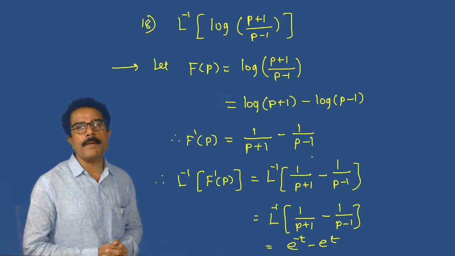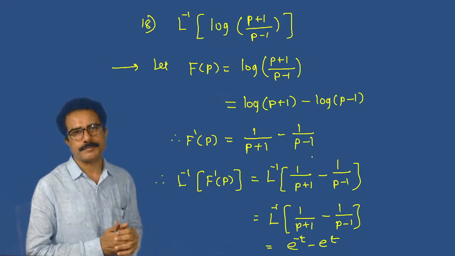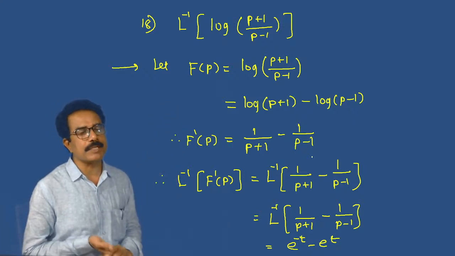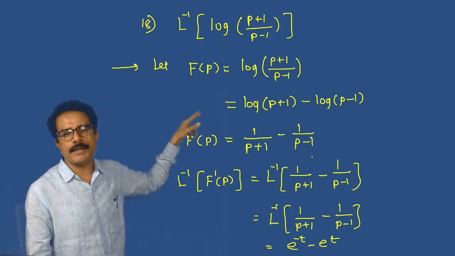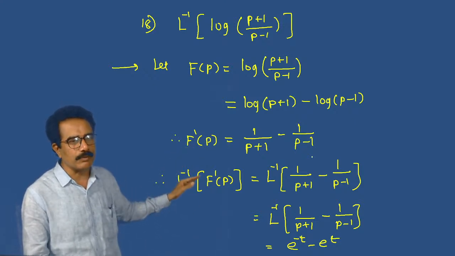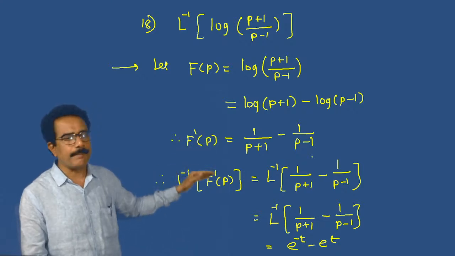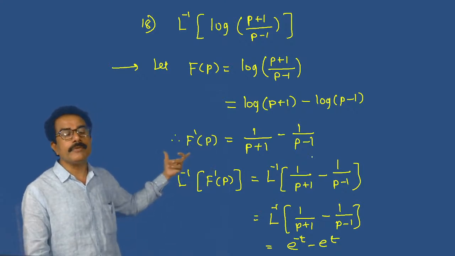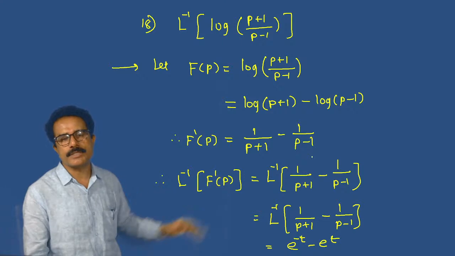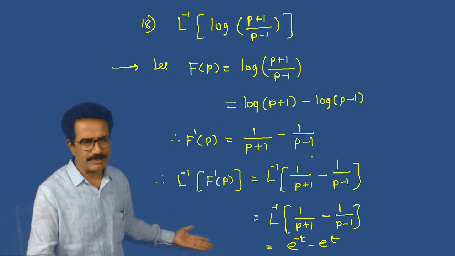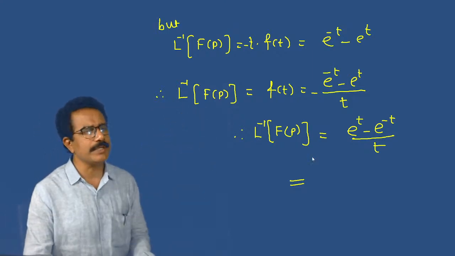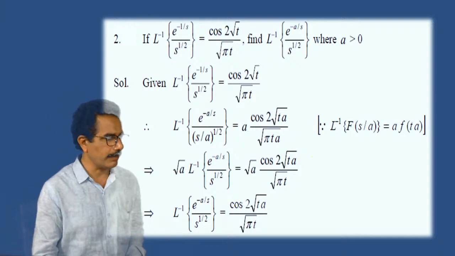L inverse of log of p plus 1 divided by p minus 1. Capital F of p is equals to log of p plus 1 divided by p minus 1, which is log of p plus 1 minus log of p minus 1. So f dash of p is equals to, after differentiation, 1 upon p plus 1 minus 1 upon p minus 1. Now taking inverse Laplace transform on both sides, L inverse of f dash of p is L inverse of 1 upon p plus 1 minus 1 upon p minus 1. So this is the same process, you can convert this. Now we shall move towards the next problem. These are very important problems.